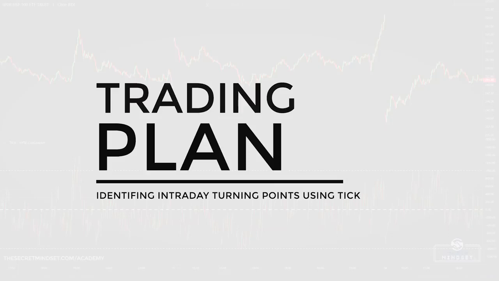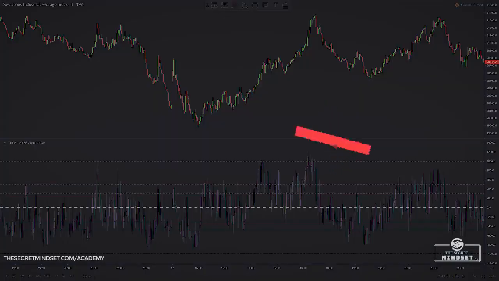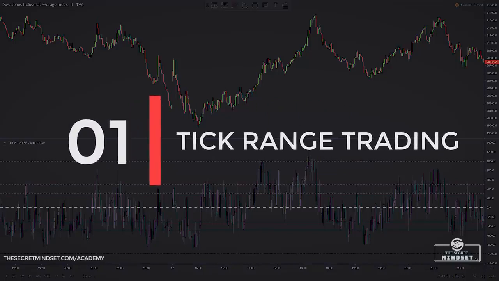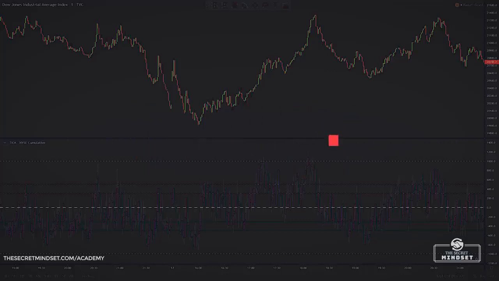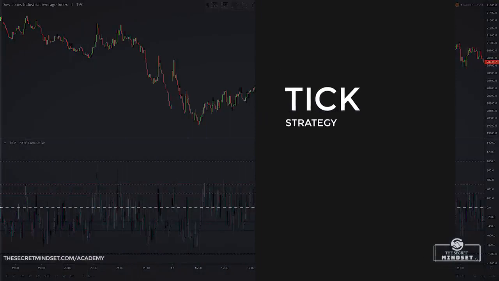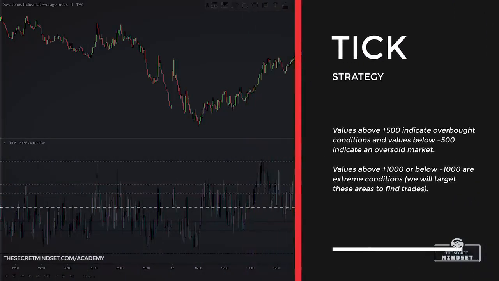Let's look at a few strategies that combine tick index with price patterns and important market levels. First strategy: tick range trading. Tick overbought and oversold levels can vary depending on market conditions. A reading above plus 500 indicates an overbought condition, and a reading below minus 500 indicates an oversold market.